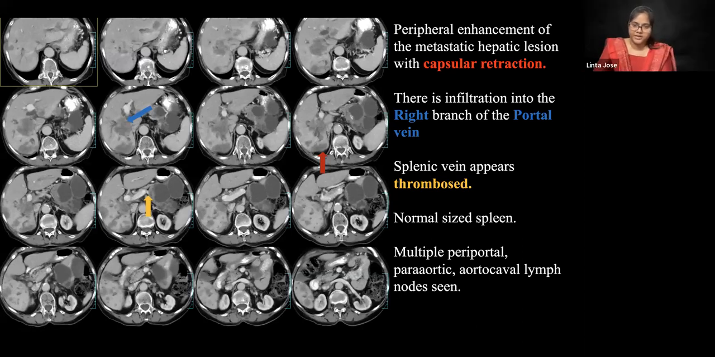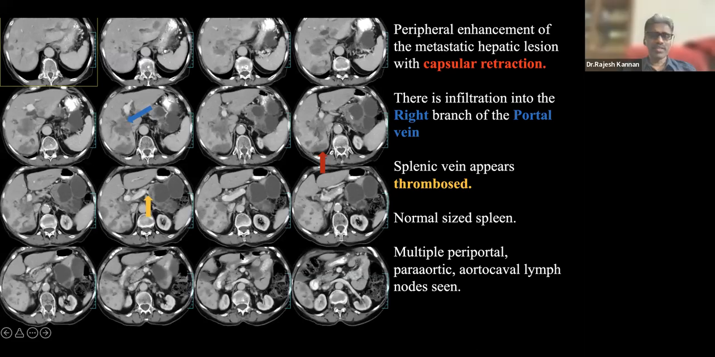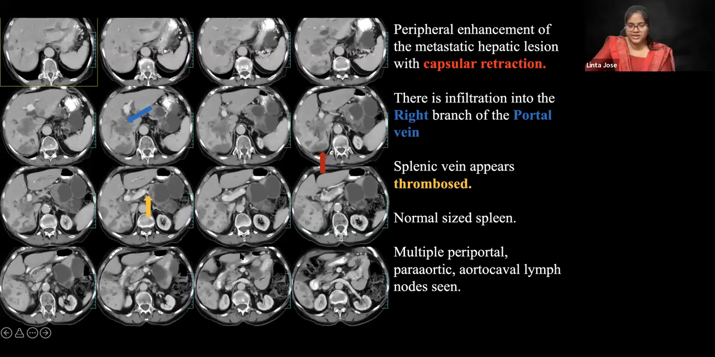There is some fibrosis. There are many causes of capsular retraction per se. Can you enumerate a few? There are inflammatory causes, infective causes, cirrhosis itself, hepatocellular carcinoma, cholangiocarcinoma, and other causes like metastasis, from lung, from colon, from pancreas.